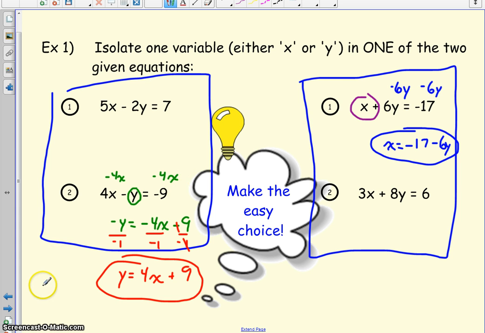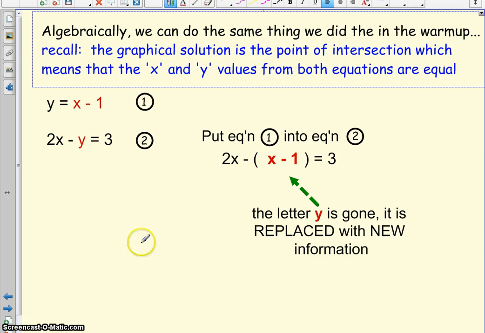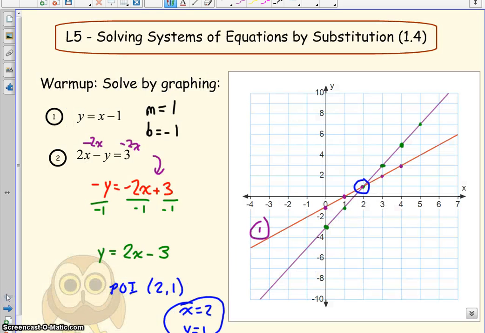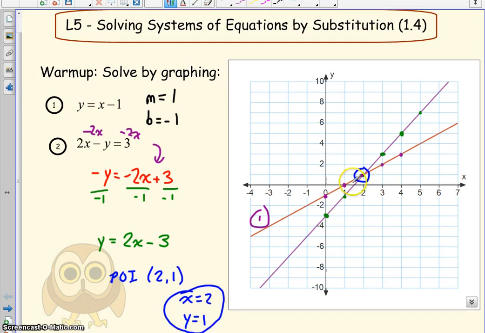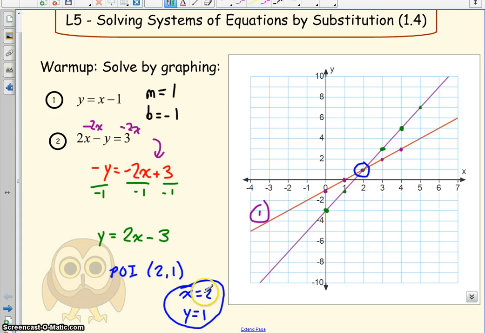Okay, and the reason we're doing that is because now if we go back to the first example, we can do the exact same thing algebraically we did in the warm-up, because if we isolate for variables, we can then put the two equations together to solve. So what I mean is, remember what we're looking for is the point that satisfies both equations. So that means that x equals 2, y equals 1 will be a point that works in both of the two given equations.